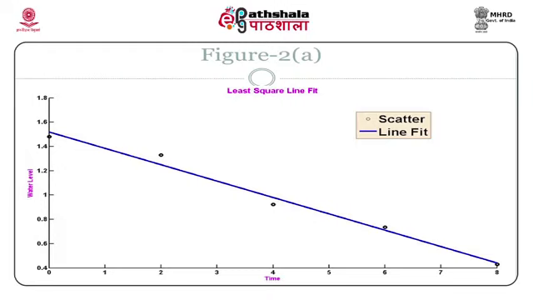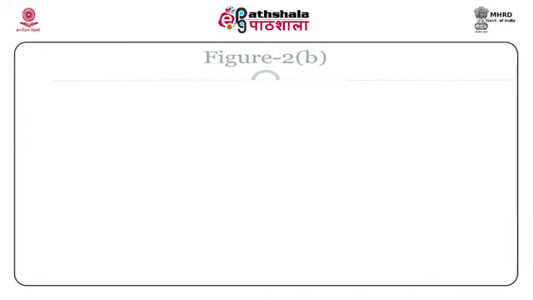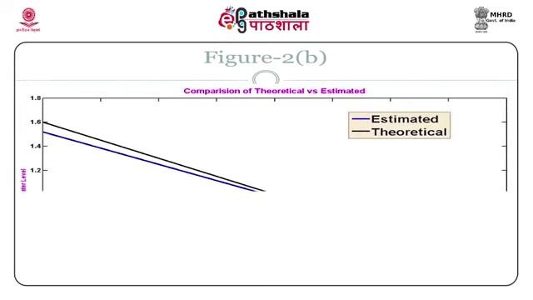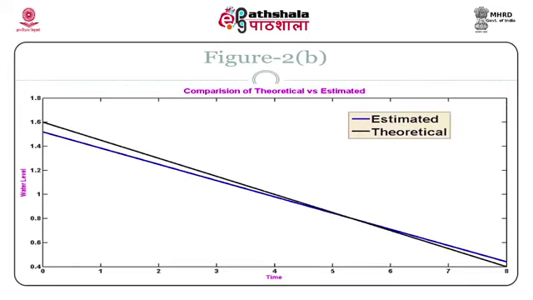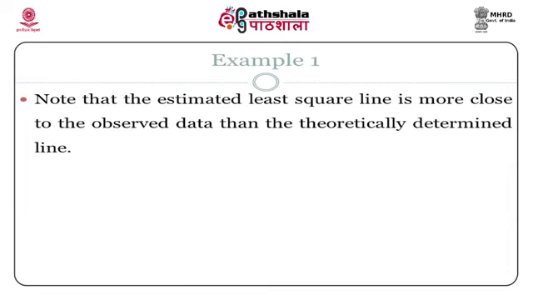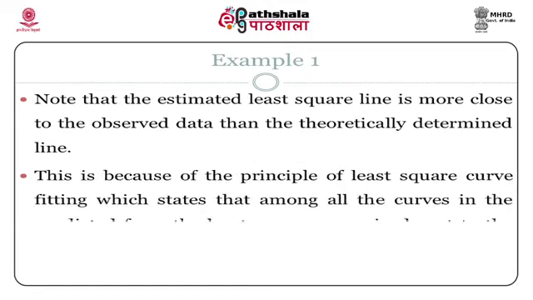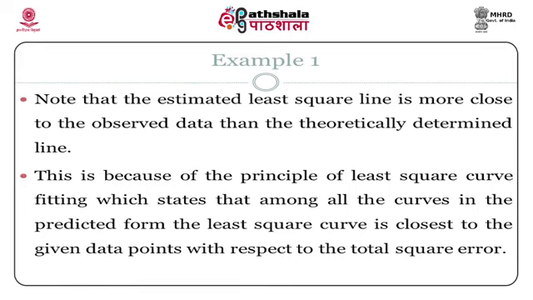The black one is the theoretical line, whereas the other is the estimated line. So the estimated line need not be the same as the theoretical one. But one can see that the estimated values are closer to the observed data points than the theoretical values, because that is how we obtained those estimates. Note that the estimated least square line is closer to the observed data than the theoretically determined line. This is because of the principle of least square curve fitting, which states that among all the curves in the predicted form, the least square curve is closest to the given data points with respect to the total square error.